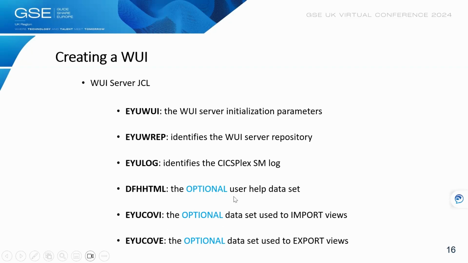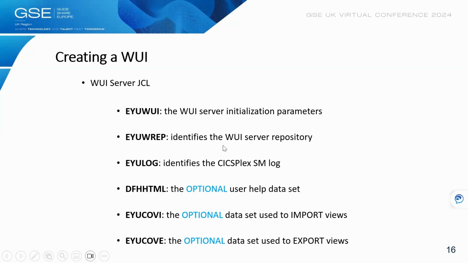Again, if you want to provide user help within the WUI itself, you can add a data set under DFHHTML, and then you can use a transient data import data set to import views or export views. But you don't need transient data anymore to do it. You can actually put the full data set name in when you import it. So I actually don't provide these optional parameters anymore. But what you do need is the EYUWUI initialization parameters to get started.